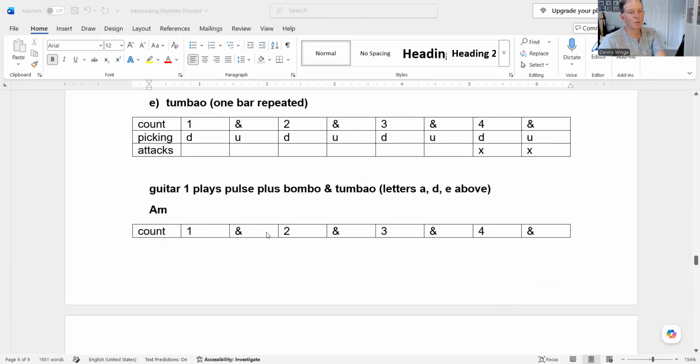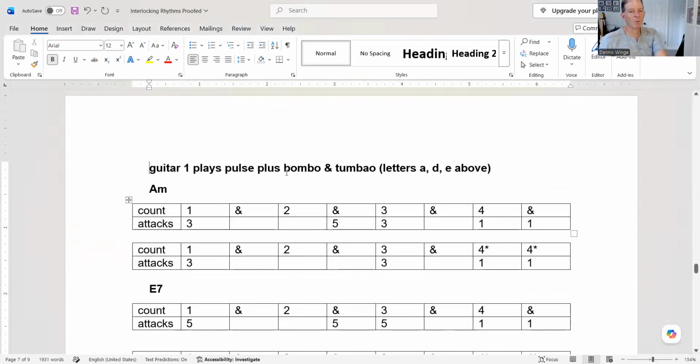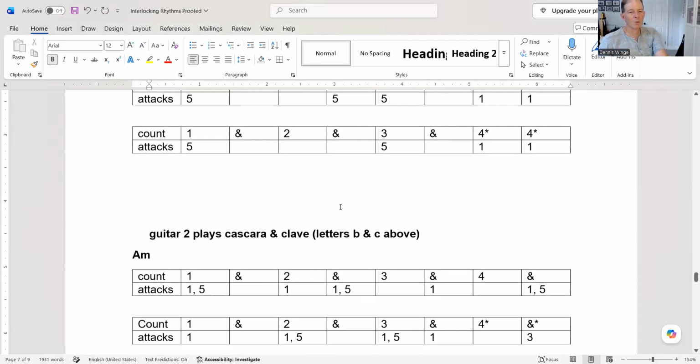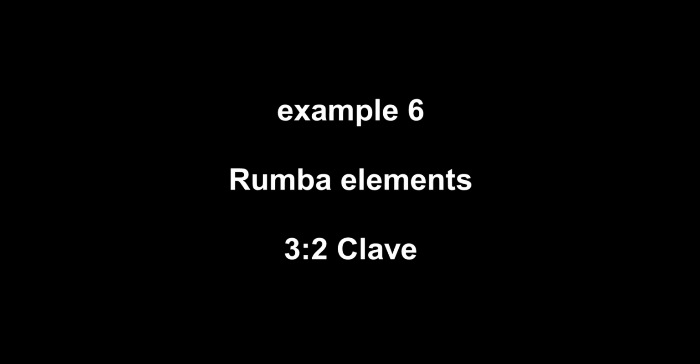Okay, so in order to do this with 2 guitars, I had guitar 1 play the pulse plus the bombo and tumbao, and guitar 2 played the cascara and clave, and put that all together and it sounds like this.